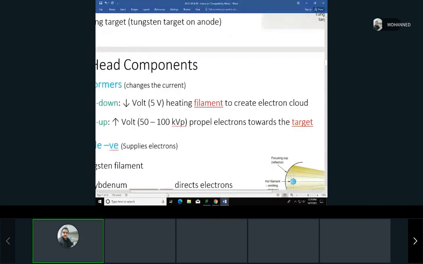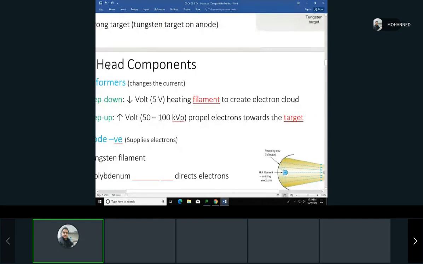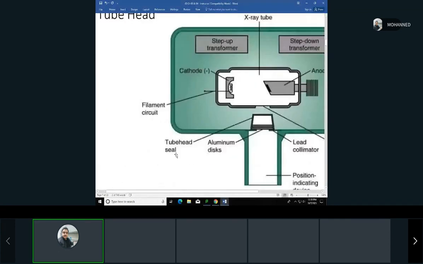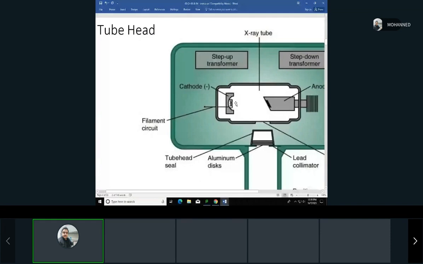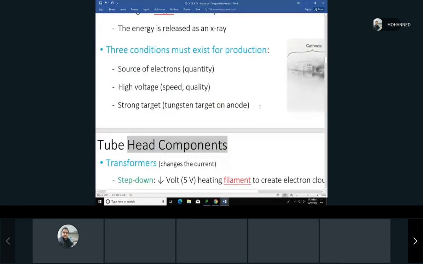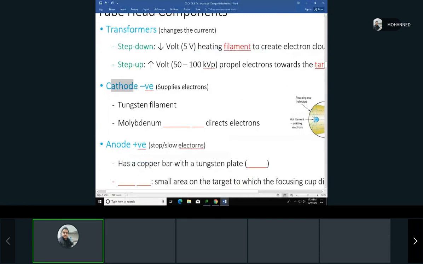Are we good with these? Again, we're still talking about the tube head components. What do we have inside of this tube head, which we explained a little bit before. This is the filament, and we have the step-down transformer to make the filament heat up and produce electrons, and then the step-up transformer to get the voltage much higher so we can speed up the electrons to go and hit the target. The cathode, as we said, is negatively charged.